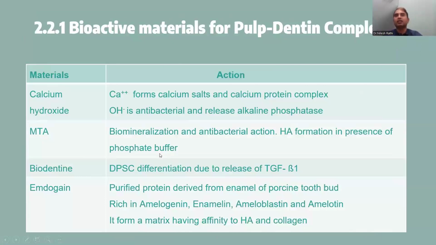Coming to the next part, it is about bioactive material for the pulp-dentin complex. This comes under the bioactive materials for pulp-dentin regeneration. So pulp-dentin regeneration means repairing of the dental tubules or repairing of the deeper portion of dentin near the pulp. We know that calcium hydroxide, MTA, Biodentine, and MDOGATE have good results for TPT, IPT, and pulpotomy.